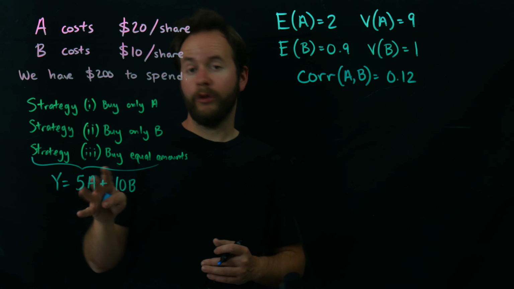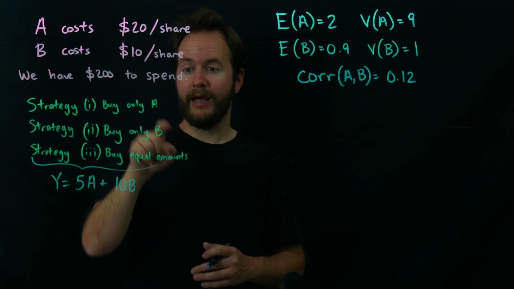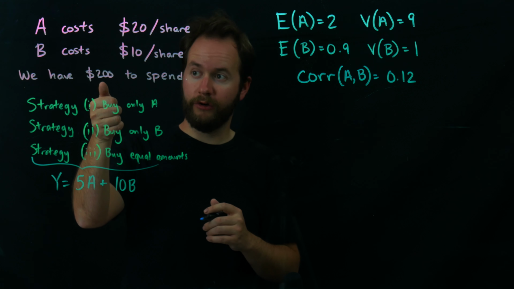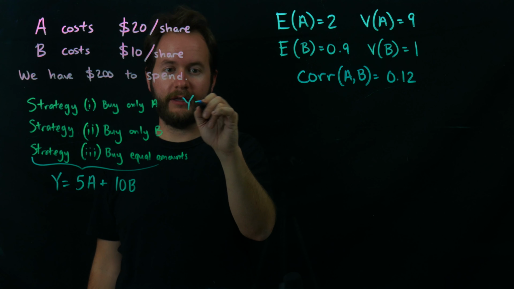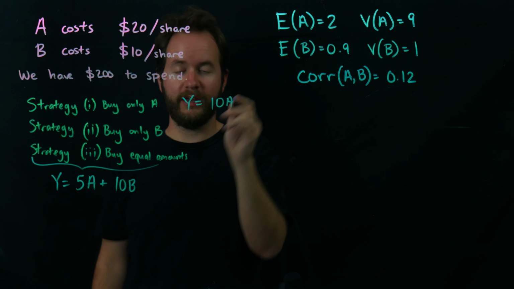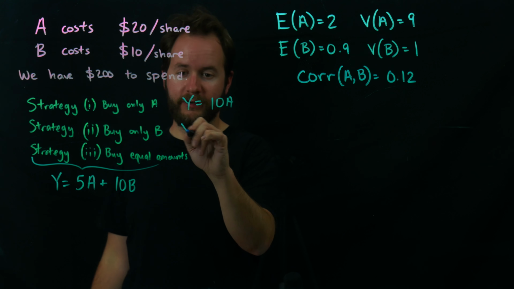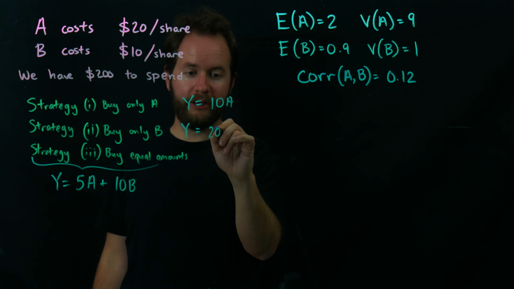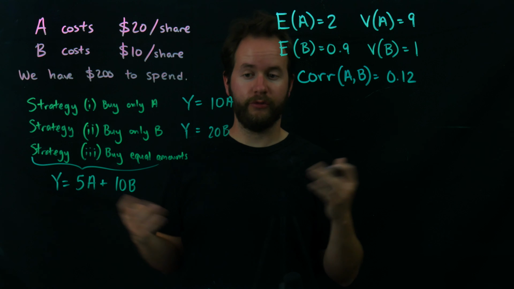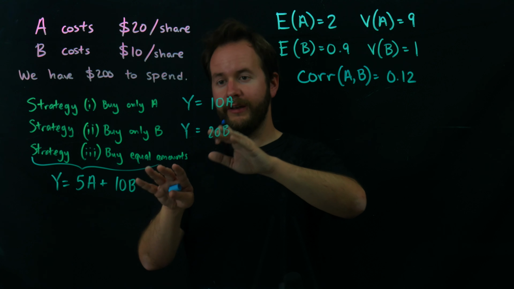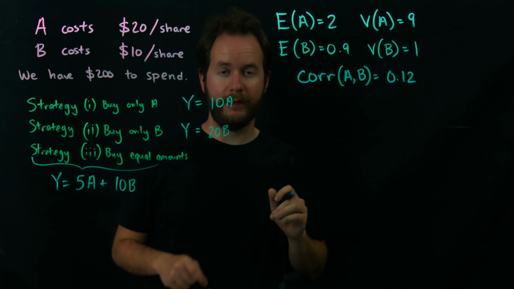Keep in mind that we have two other strategies, and that's going to play into these next couple of questions. We have strategy 1, which is buy only A, which means if we have $200 to spend and there's $20 a share for A, then strategy 1 has its corresponding yield function as being just 10A. We can straight out buy 10 shares of A and max out on A. In a similar fashion, our yield for strategy 2 will be to buy 20 shares of B because we have $10 a share and we have $200 to spend, so that's 20B. So that tells us all the different investment strategies and the different yields that we get based on the amount of shares that we buy.